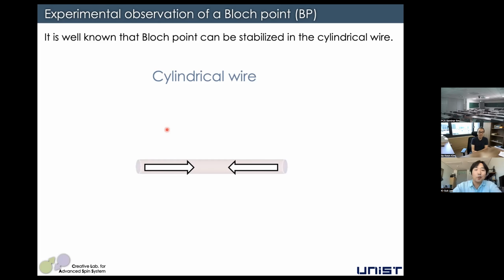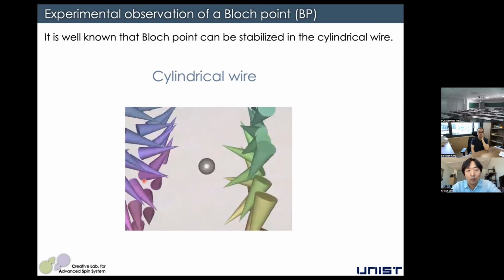Okay, so here is a cylindrical wire. It is well known that if you form magnetic domains at both ends and a domain wall at the center, it can form the Bloch point. It depends on the type of domain wall structure. If you see this kind of domain structure, then you can form a stabilized Bloch point in the middle of the domain wall. However, it is very challenging to make a cylindrical wire and also to form such a domain wall structure in the middle of the wire.